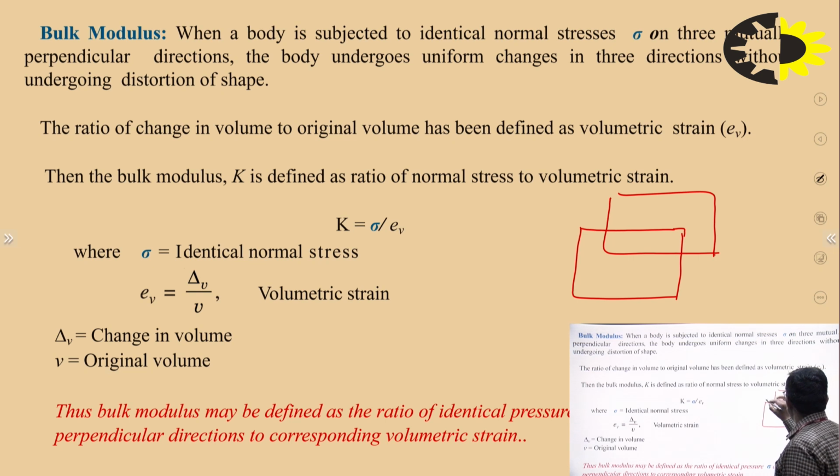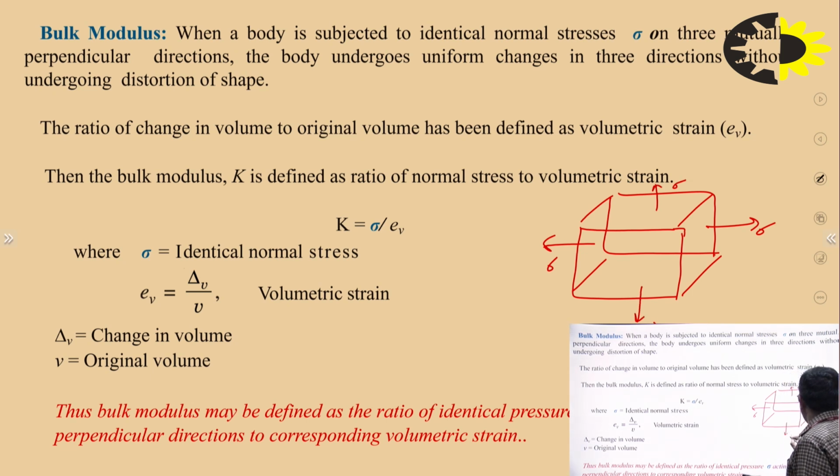Suppose this is a very small stress element which is subjected to normal stresses. Normal stresses, if I am saying so, obviously these stresses are perpendicular. So now if I say a stress element or a body is subjected to equal and like stresses on all its faces. Suppose this is the body and on all its planes the stress is sigma.